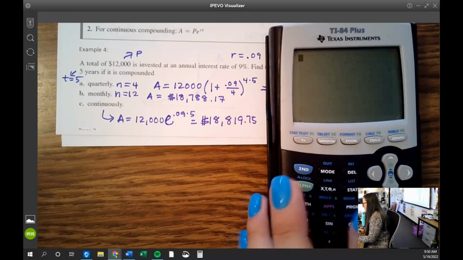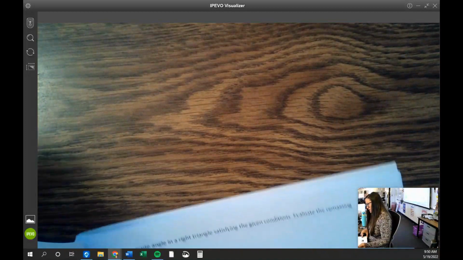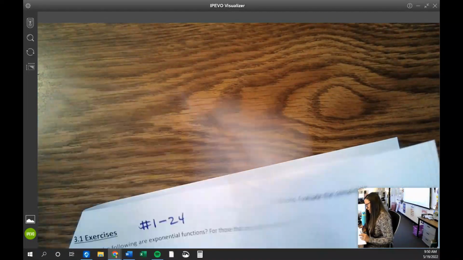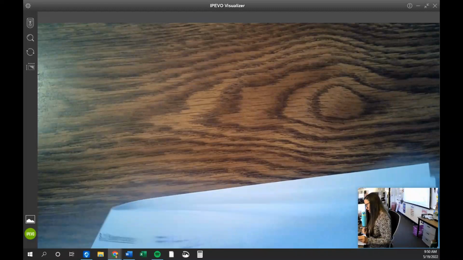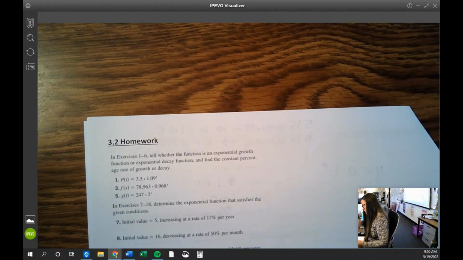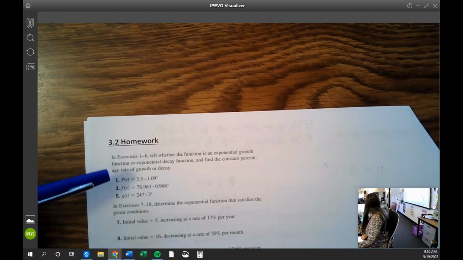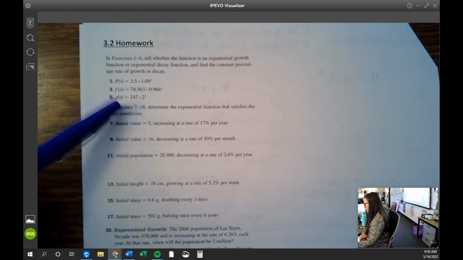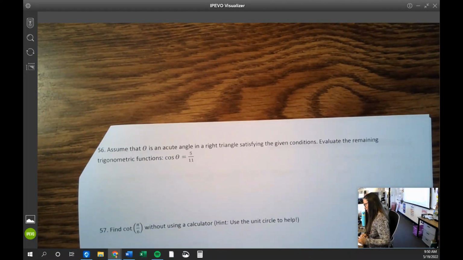All right, so that is it for this lesson. The 3.2 homework is on the next 2 pages there. A lot of these are very similar to the examples we did. So you got this page and then this next page. So you have some review. You got some trig problems in there. And the numbering's all wacky, but I think you can figure it out.